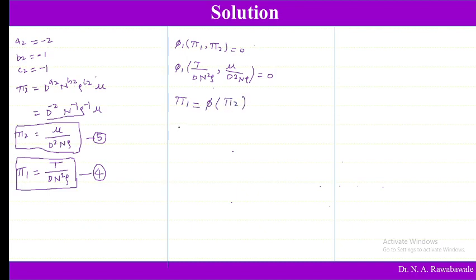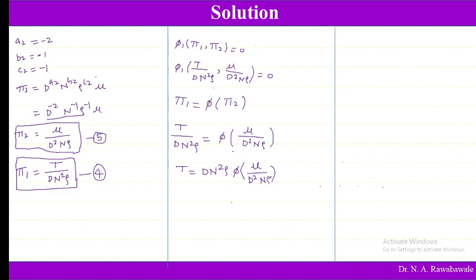We can write here t divided by d n square rho is equal to phi of mu divided by d square n rho, or torque T is equal to d n square rho psi of mu divided by d square n rho.